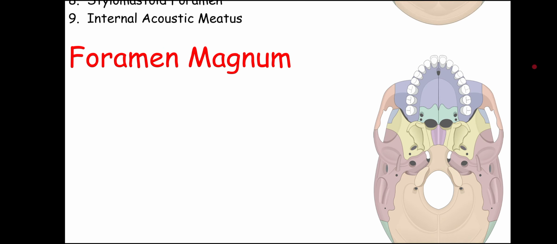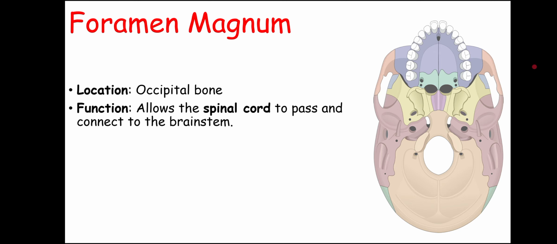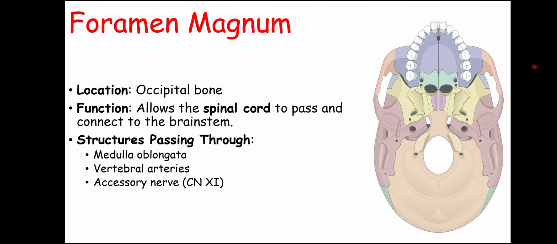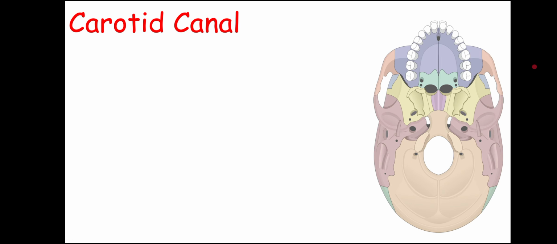The first foramen is foramen magnum. Its location is in the occipital bone and its function is that it allows the spinal cord to pass and connect to the brainstem. Structures passing through foramen magnum are the medulla oblongata, vertebral arteries and accessory nerve, that is the eleventh cranial nerve.